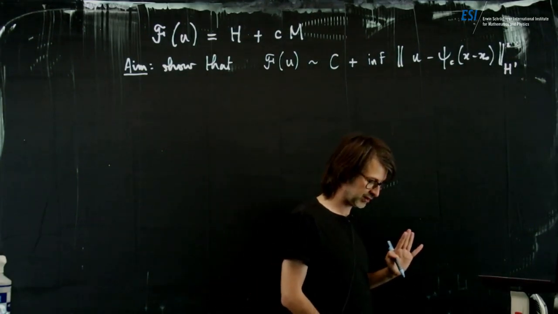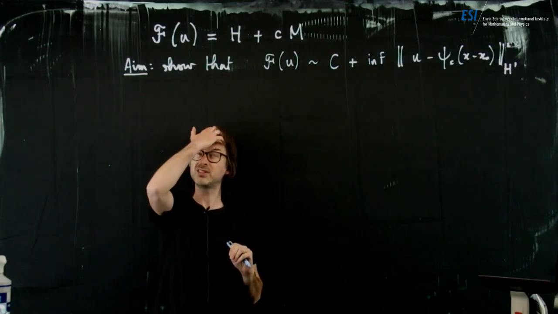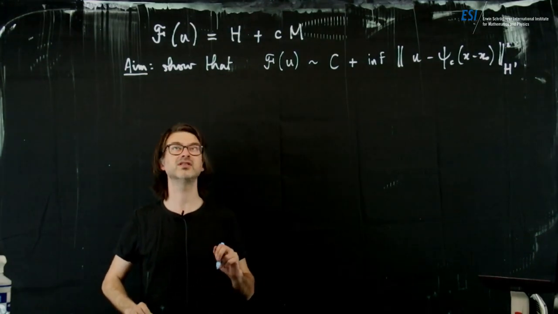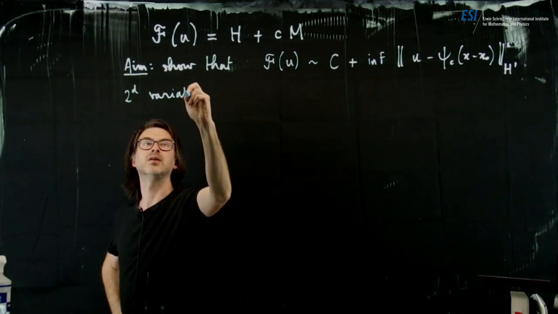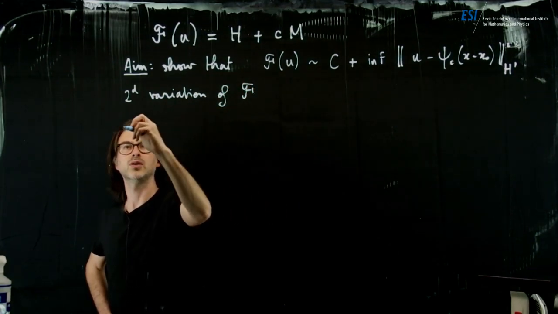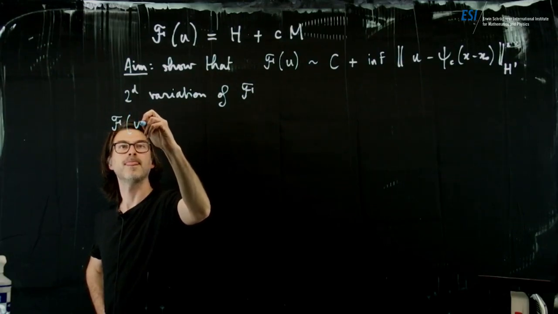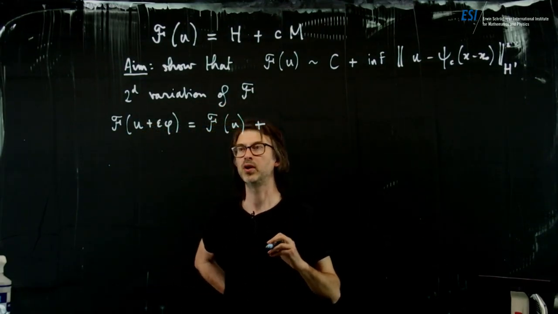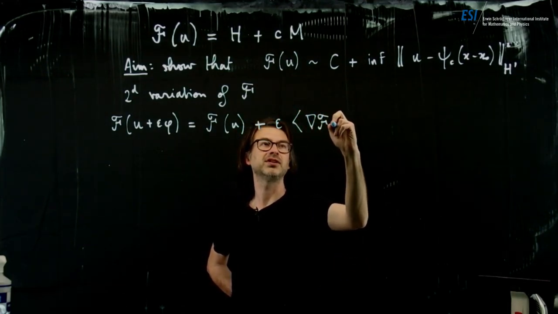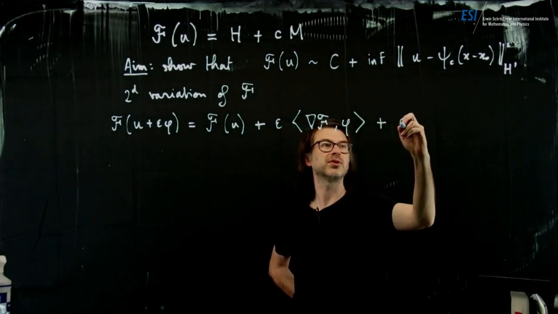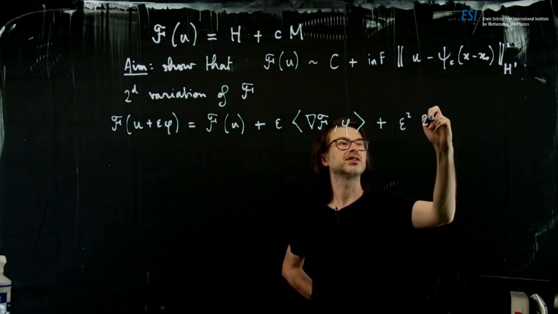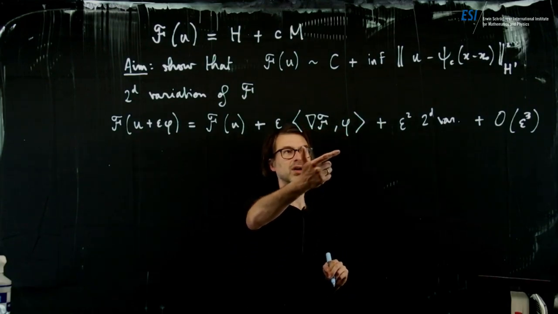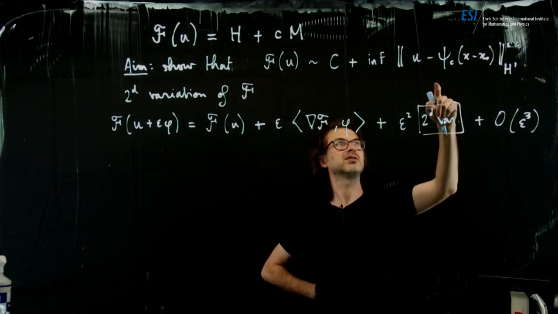So essentially, the main difficulty is to understand the second variation of f at psi c. So what is the second variation of f? So f of u plus epsilon phi. So it's f of u plus, as I was saying, epsilon, the gradient, and then epsilon squared times the second variation, plus O of epsilon cubed. Right, but so essentially what we have to do is to look at the second variation and show that it works as it should.